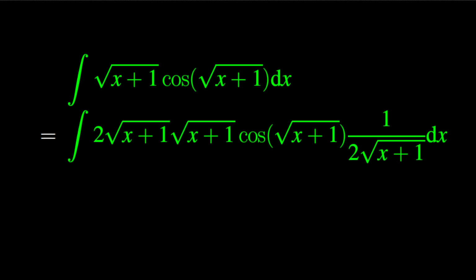The integral of square root of x plus 1 times cosine of square root of x plus 1 dx can be expressed as the integral of 2 times square root of x plus 1 times square root of x plus 1 times cosine of square root of x plus 1 times the fraction 1 over 2 times square root of x plus 1 dx. We can clearly see y and dy in the expression of the integral.